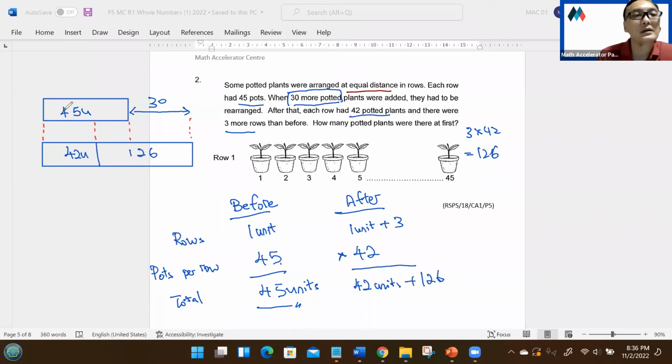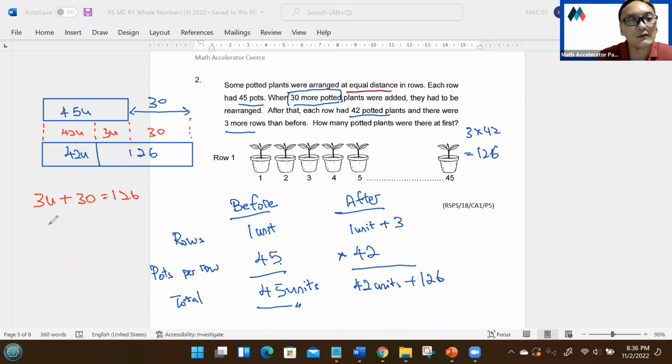Right? So here is 42 units. Here, can you tell me this box, how many units should I put? How many units should I put here? 3 units, right? Thank you. Because 45 minus 42 is 3 units. Here, this is 30. So can you find out for me? So 3 units plus 30 equals to 126. So let me write this down. 3 units plus 30 equals to 126.